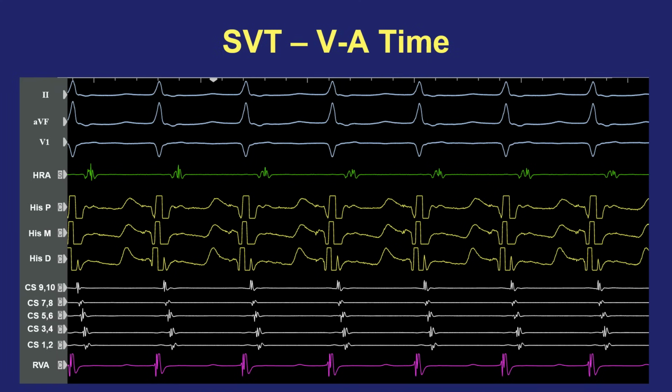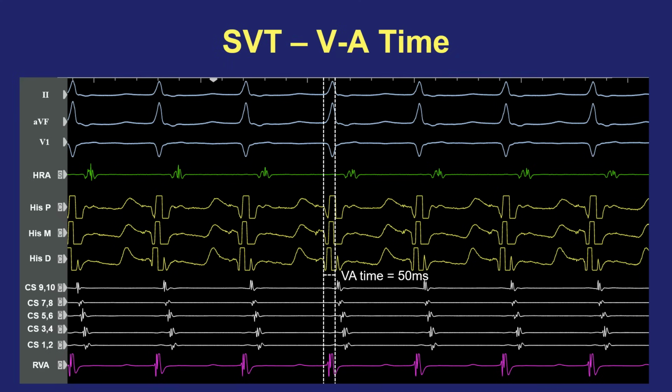Here's yet another patient who similarly has activation that is earliest near the septum. Looks like CS 9-10 is the earliest here. So once again, this could be atrial tachycardia or AV node reentry or AVRT. So we have to start looking at other features of the tachycardia to maybe cross off the list one or two of the mechanisms if possible.